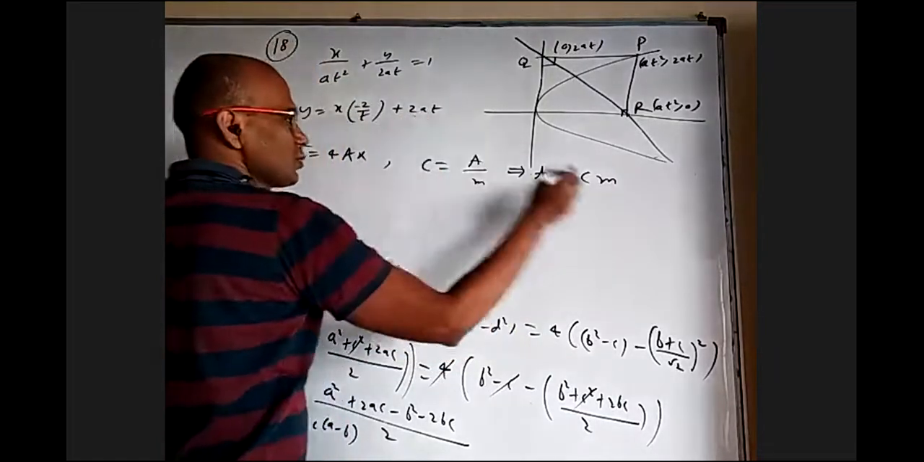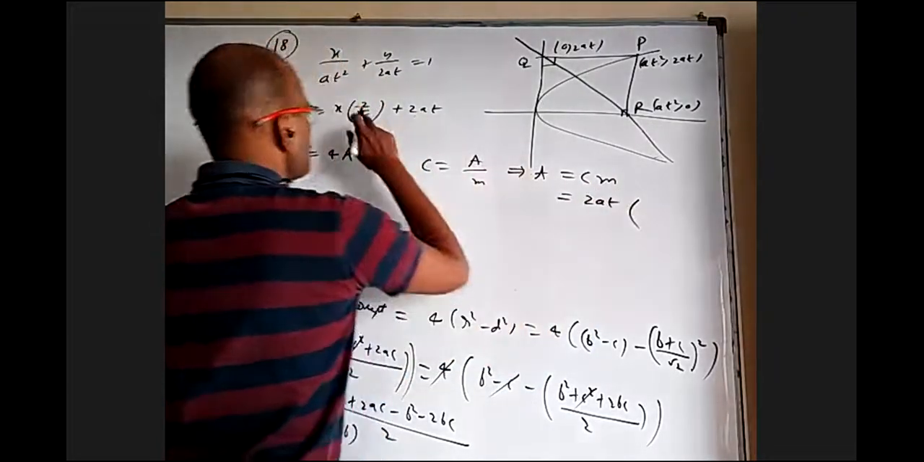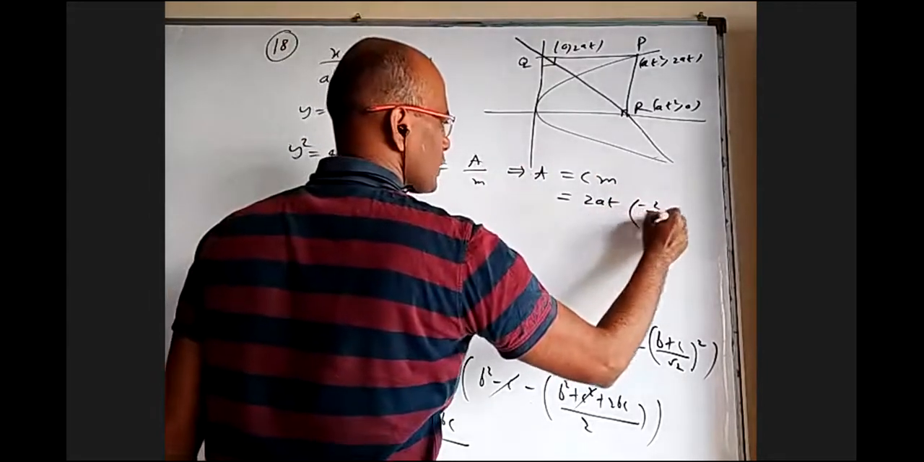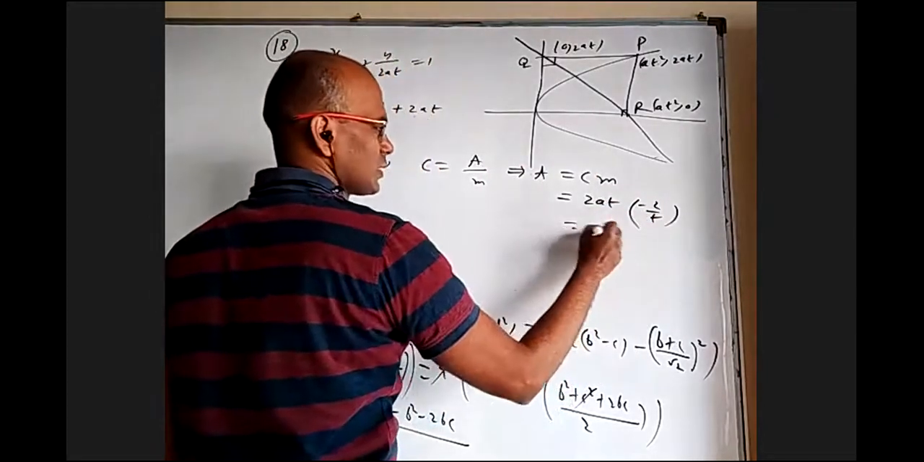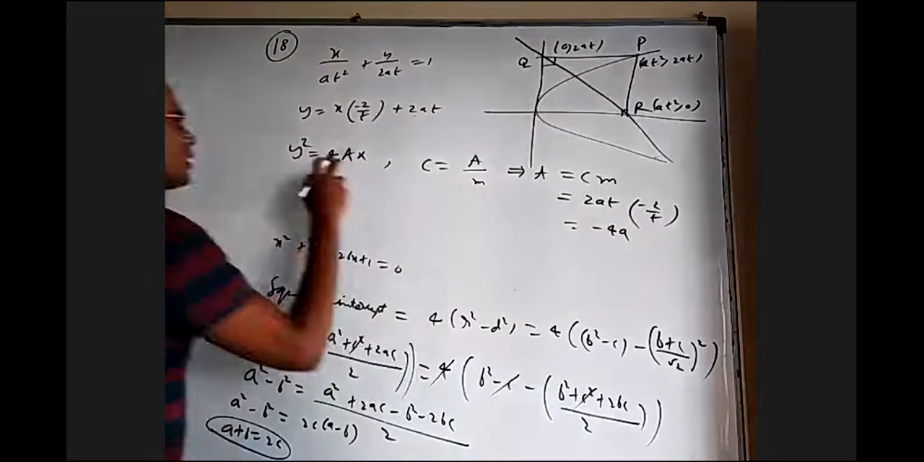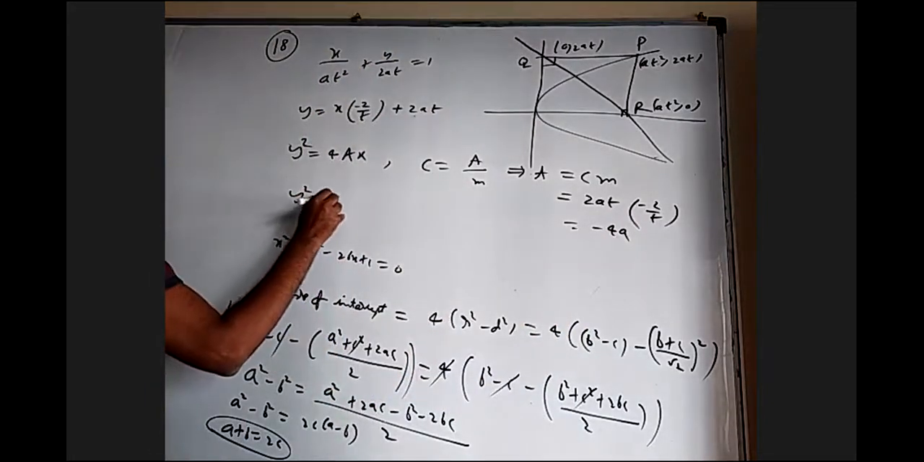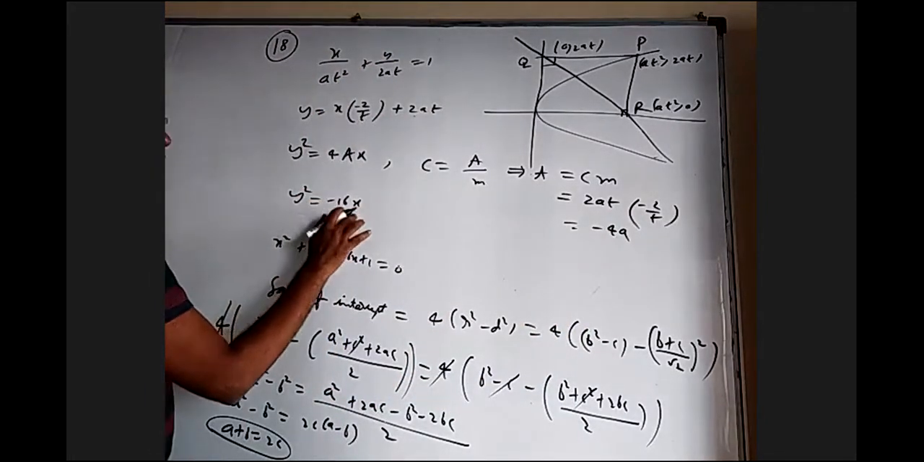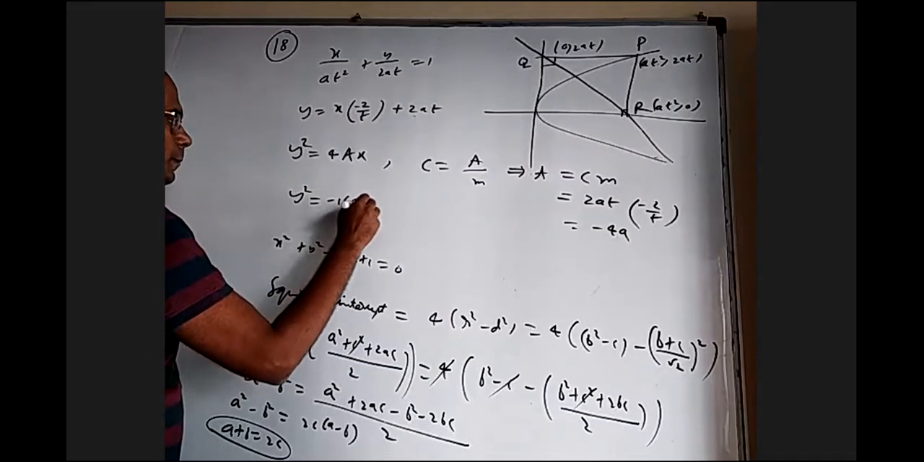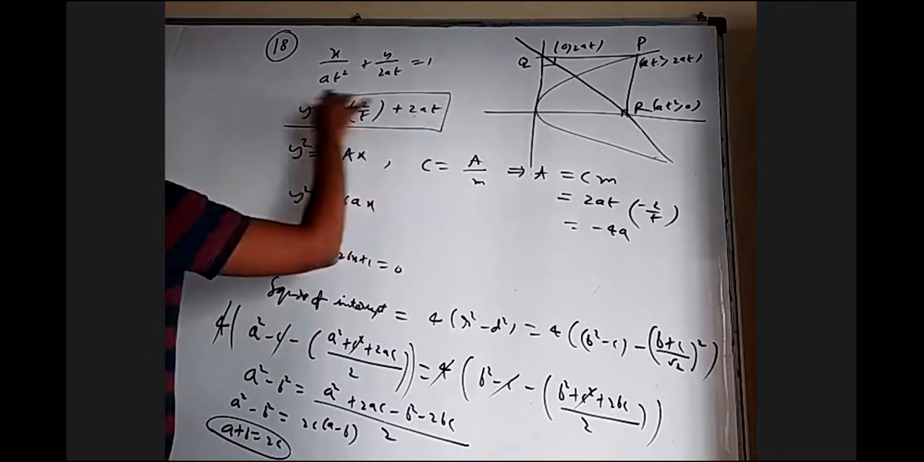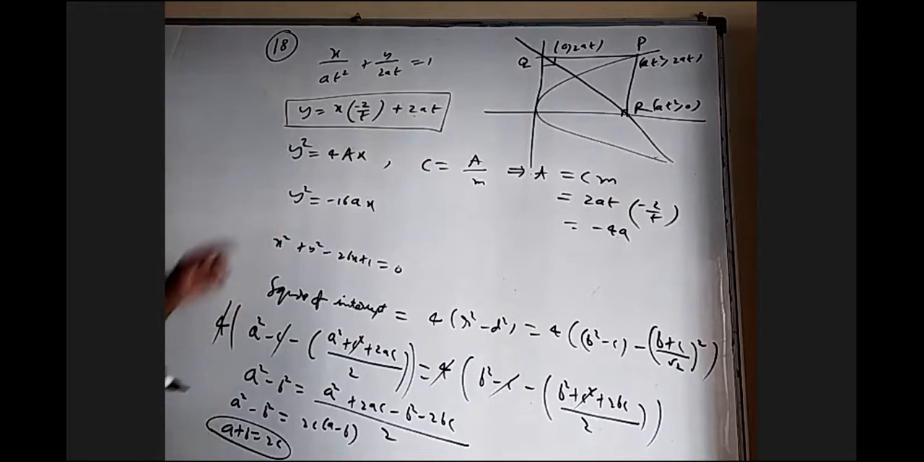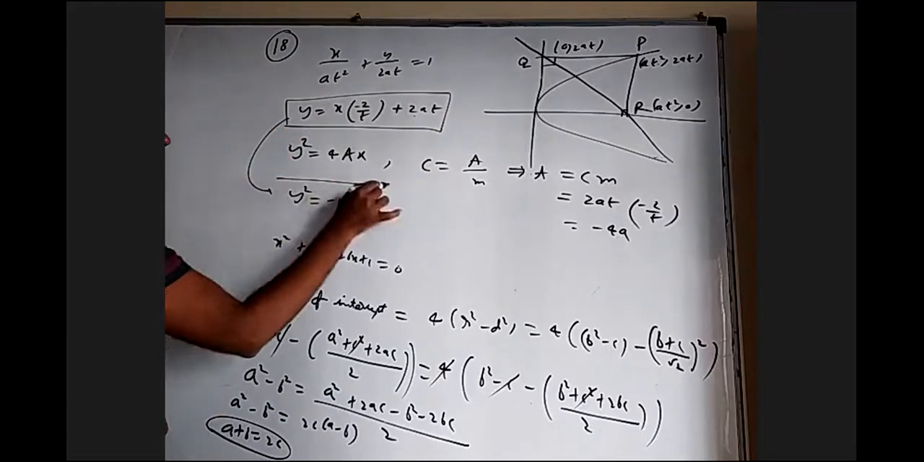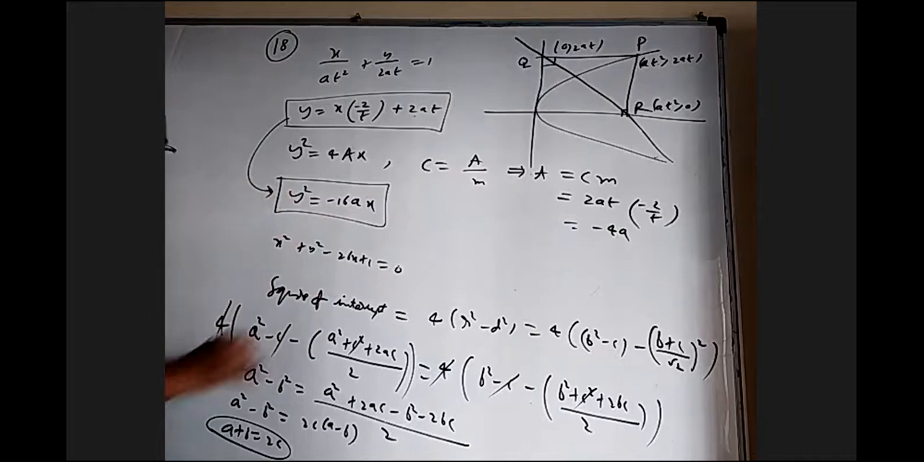What is c here? 280. What is m here? Minus 2 by 2. So when you cancel it, it is minus 4a. So if you put that minus 4, it is y square equal to minus 16ax. So this line is always tangent to the parabola y square equal to minus 16ax.